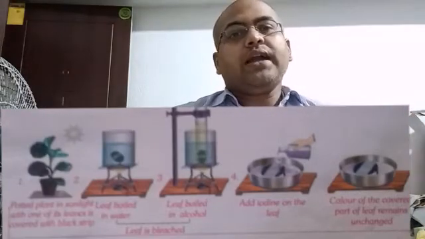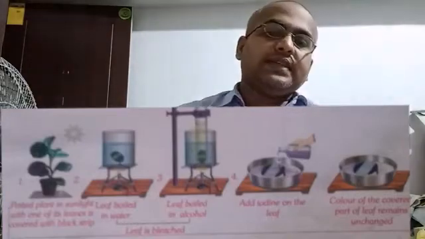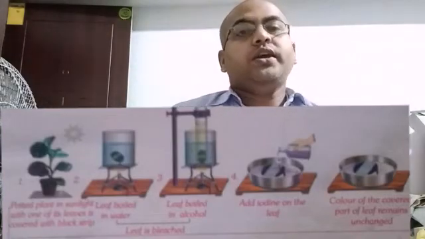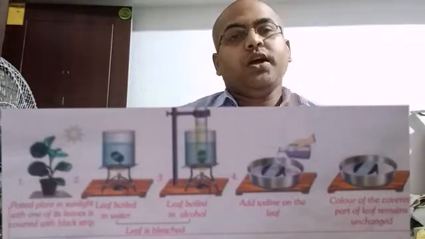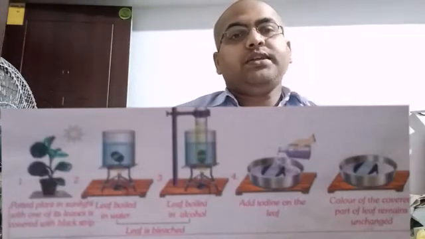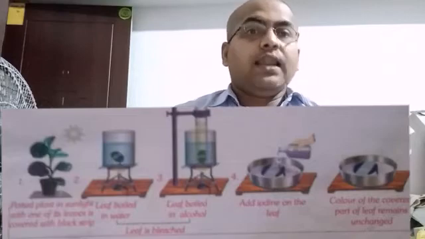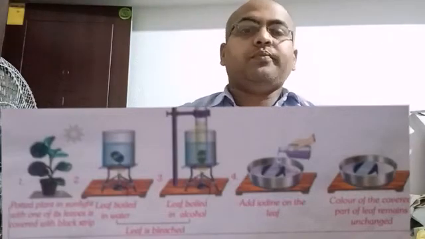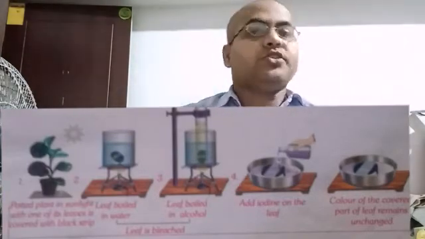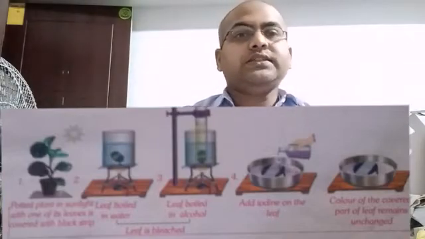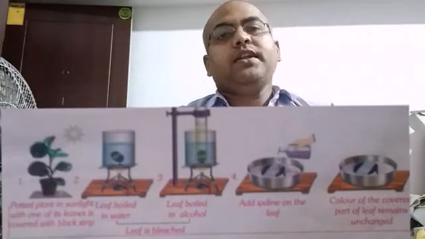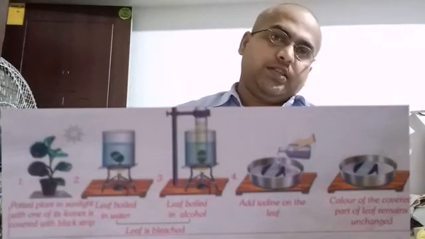So these are the three activities through which we understand: number 1, only green leaves are able to prepare food. Number 2, sunlight is needed for the process of photosynthesis, or preparation of food. And the third one is that food is prepared in the leaf, that is, starch is present in the leaf.